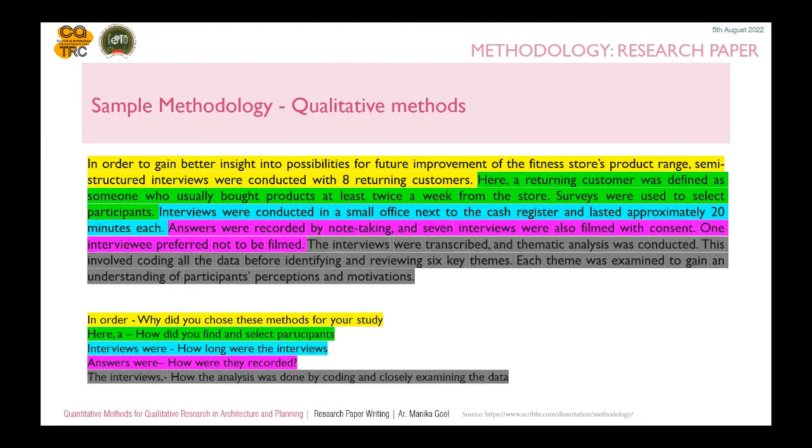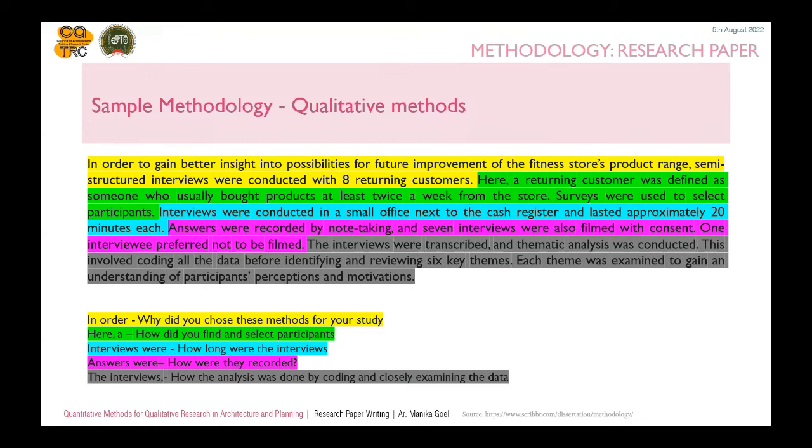Taking an example of a qualitative method, in order to reach better insights into the possibility for future improvement of the fitness store product range, semi-structured interviews were conducted with 8 returning customers. Here, returning customers were defined as someone who usually bought products at least twice a week from the store, and surveys were used to select the participants. Here, the first part discusses why you chose this method for the study and how you found and selected the participants.